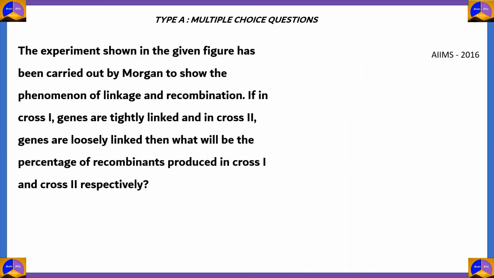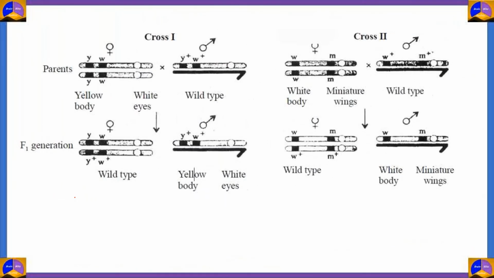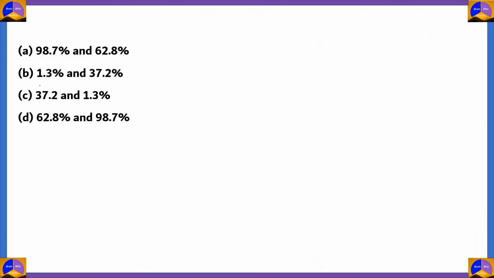The last question. The experiment shown in the given figure has been carried out by Morgan to show the phenomenon of linkage and recombination. In cross 1, genes are tightly linked, and in cross 2, genes are loosely linked. Then what will be the percentage of recombinants produced in cross 1 and cross 2 respectively? This is the diagram for the cross, and our options are the following.